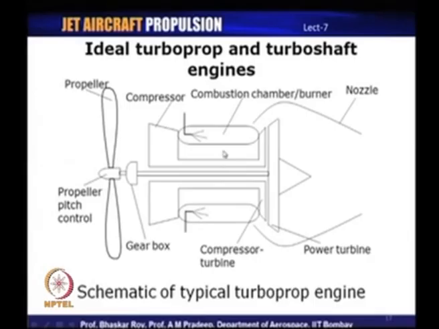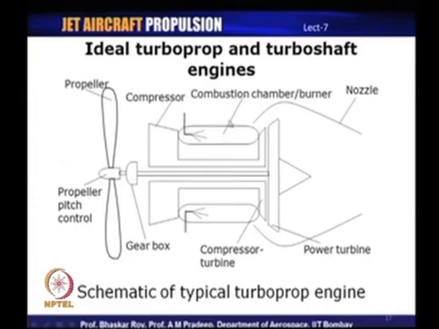And so, the difference between a turboprop and a turbo shaft is basically that in a turbo shaft engine, the thrust developed by the nozzle is negligible, and so a propeller is replaced by the main rotor blade, and so the power turbine drives the main rotor blade, and there is negligible nozzle thrust generated by turbo shaft engines, but the rest of the cycle and the components remain the same.